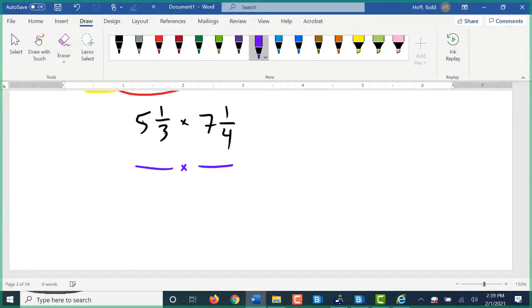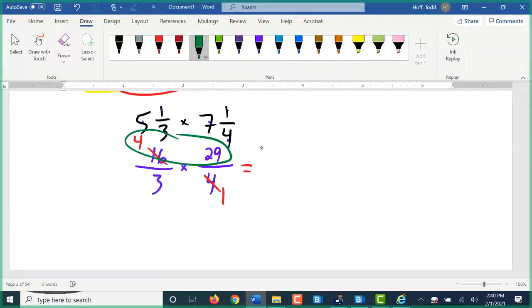5 times 3 is 15 plus 1 is 16. 7 times 4 is 28 plus 1 is 29, of course. And now we can multiply. Well, this is just multiplying fractions, so just like any other fraction, we can cross cancel. 16 and 4 both divide by 4. 4 and 1. Now we have 4 times 29, which is 116, over 1 times 3, which is 3. And then we have to reduce that.